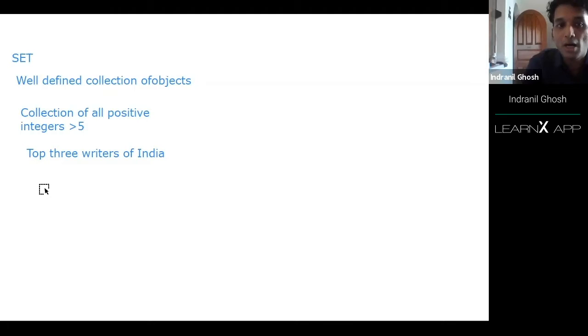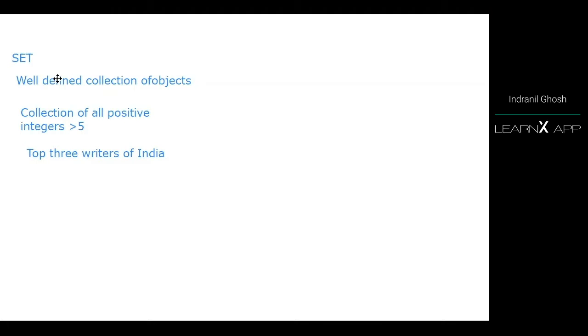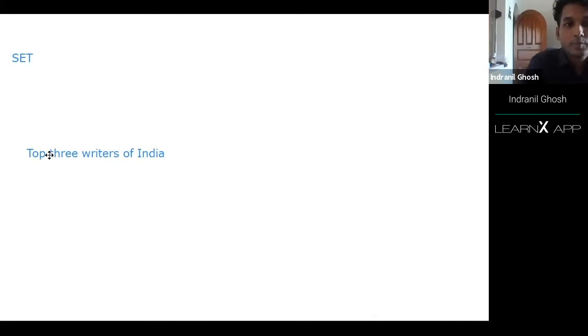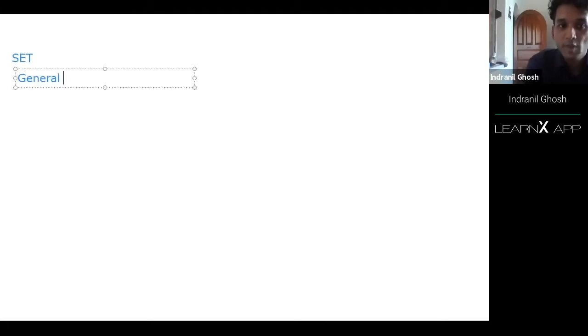Now the next thing that we will discuss here is how do we denote a set? Sir, capital letters. Yes, generally by using capital letters. Like we can use A, B, X, Y, this type of letters to denote a set.